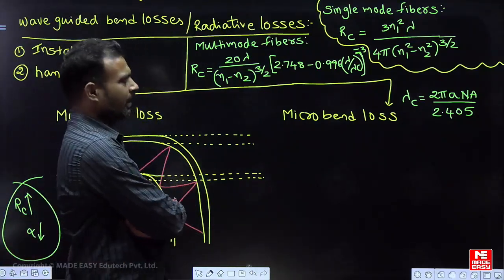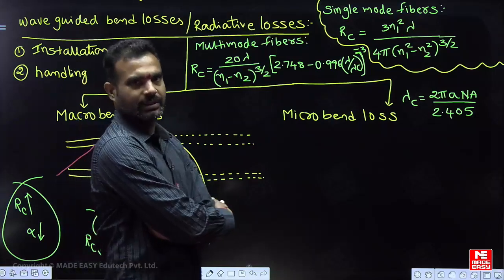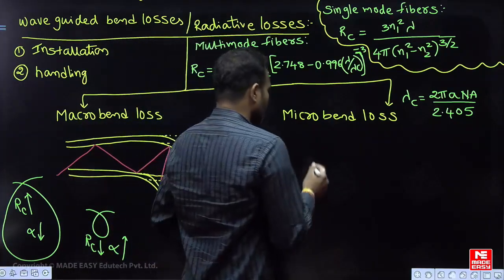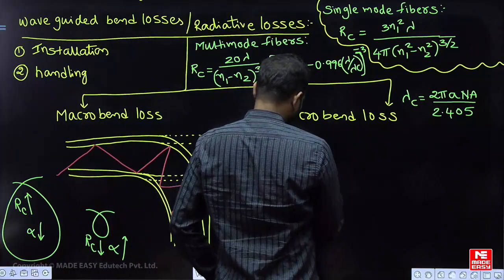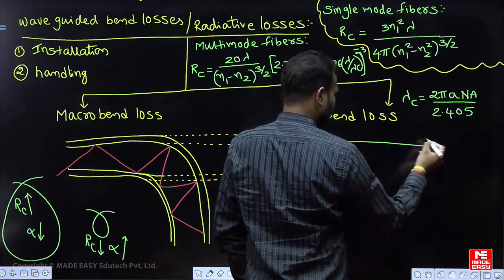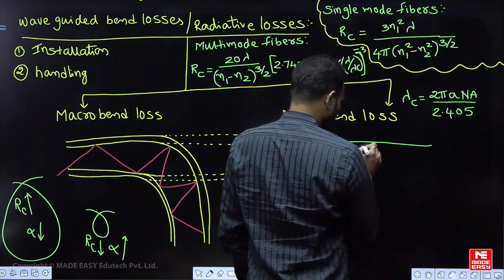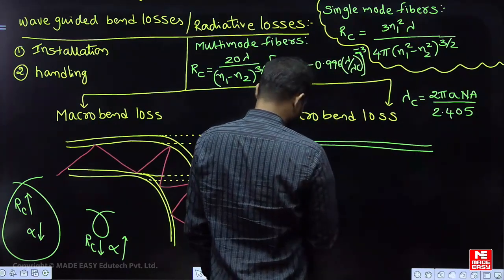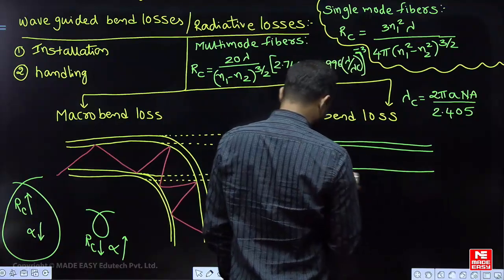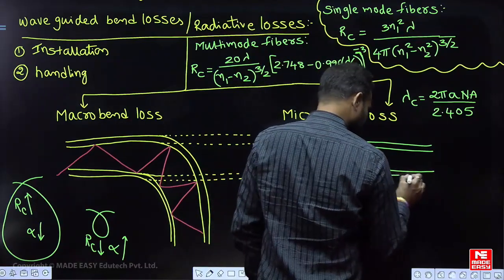Now coming to the micro bend. Dear students, please see here. When you talk about a micro bend, this is your optical fiber with the core and cladding as shown in the figure. So it is an optical fiber with core and cladding as shown in the figure like this.